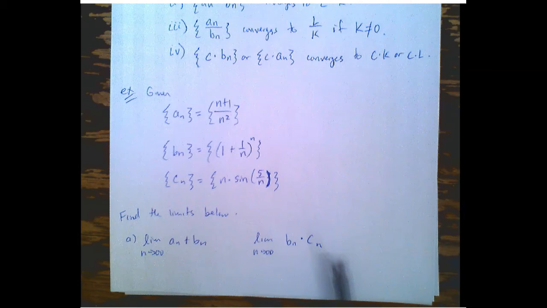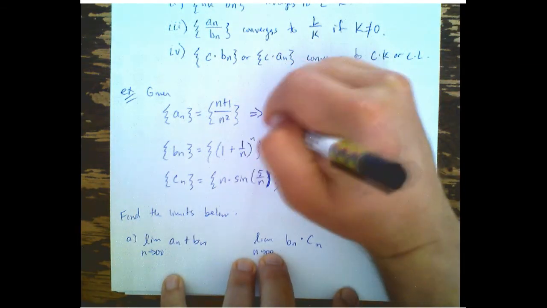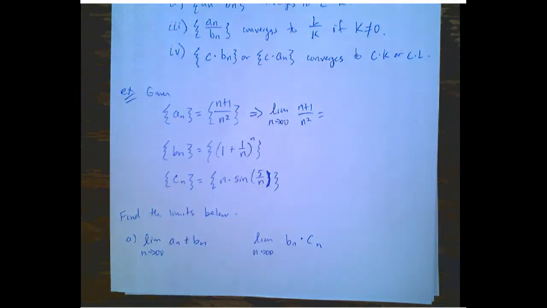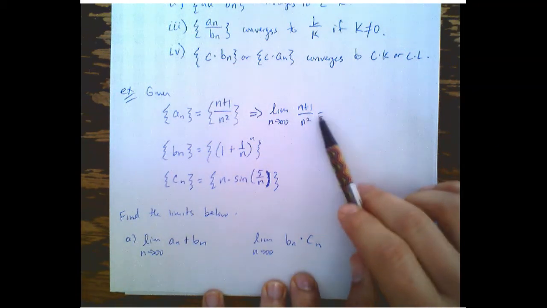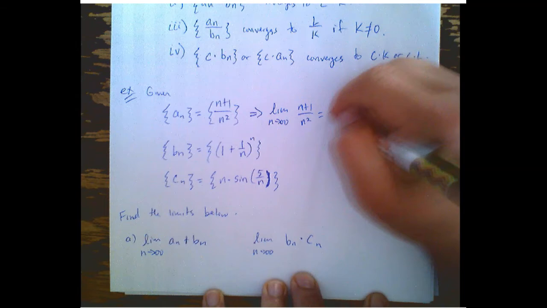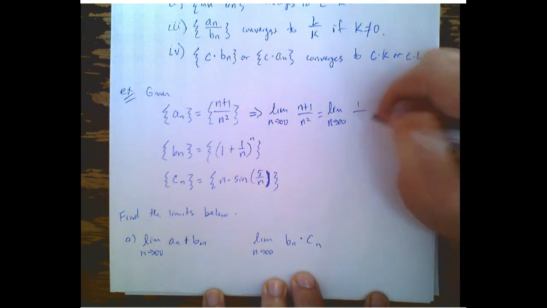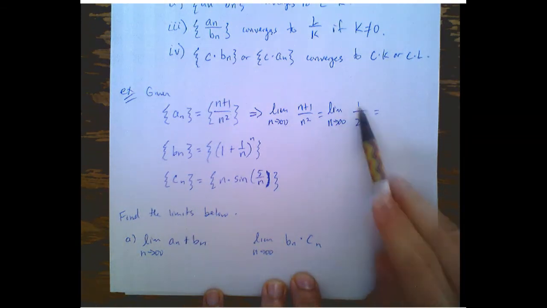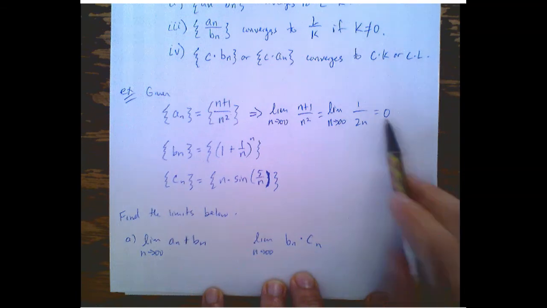So here we need to determine whether or not these guys are converging. So let's find their limits. Here, the limit as n goes to infinity of (n plus 1) over n squared. What's that? Well, if we plug in infinity, we get infinity over infinity. So we can use L'Hopital's rule. We'll take the derivative of the top with respect to n, that's 1 over 2n. And the limit as n goes to infinity, 1 over some giant number, is 0. So a sub n converges to 0.